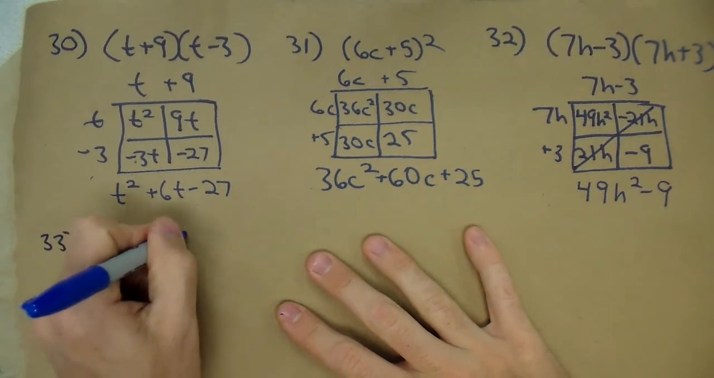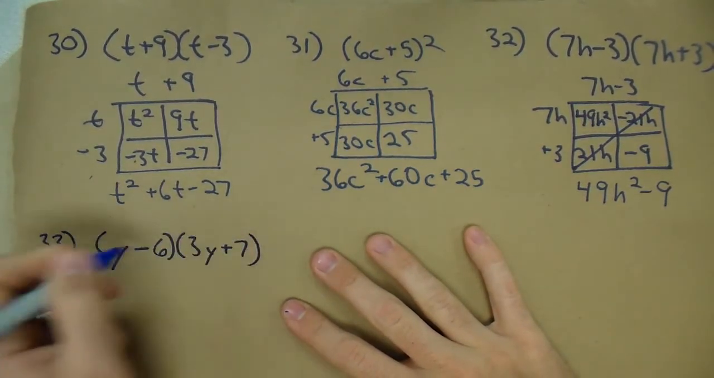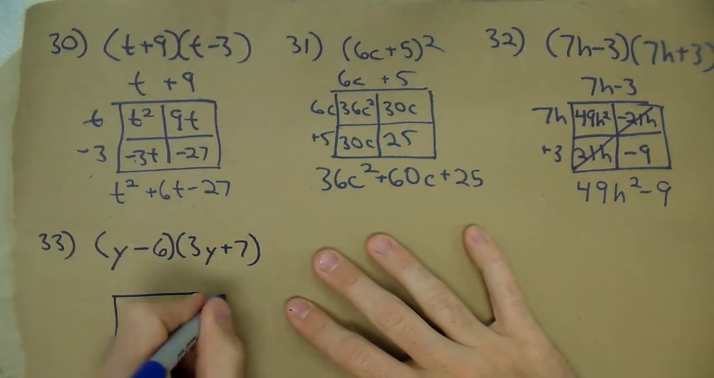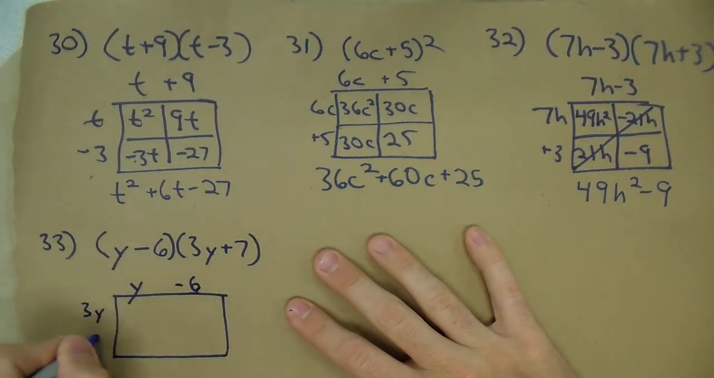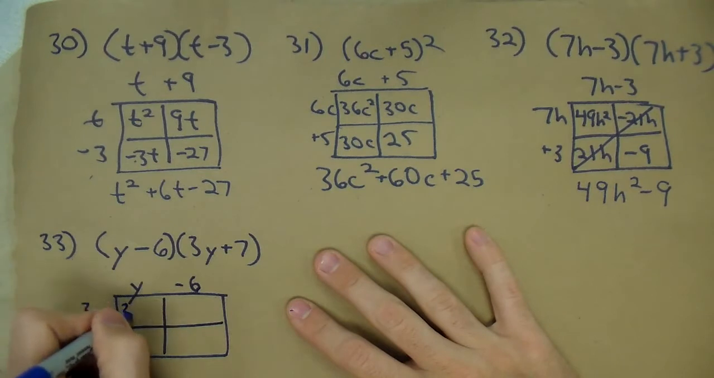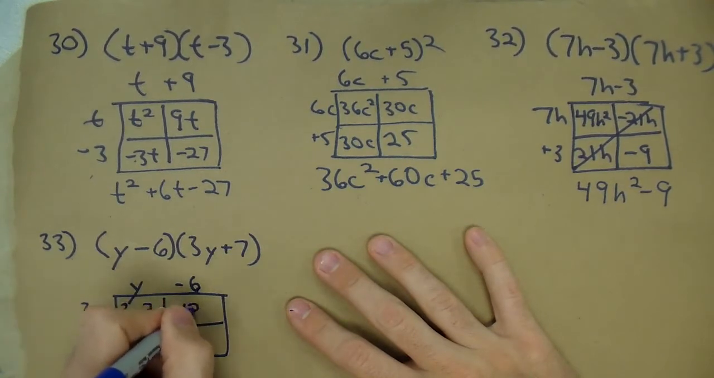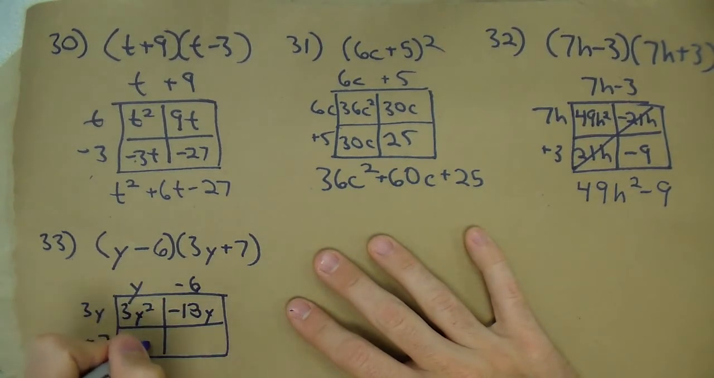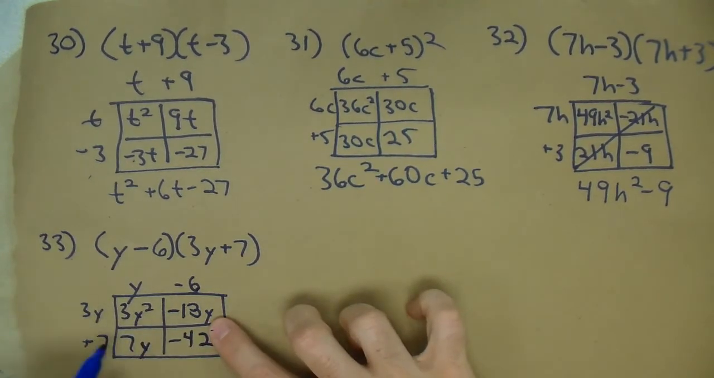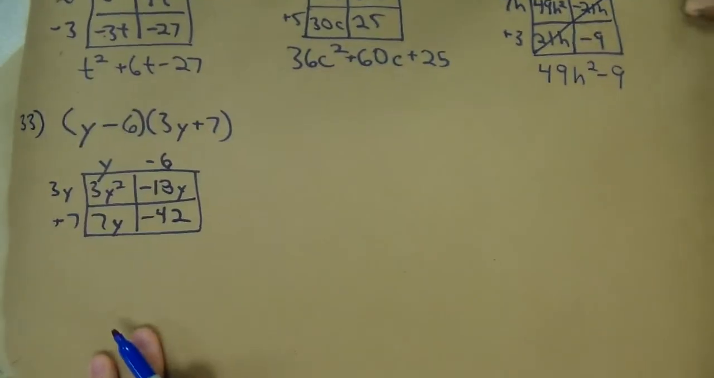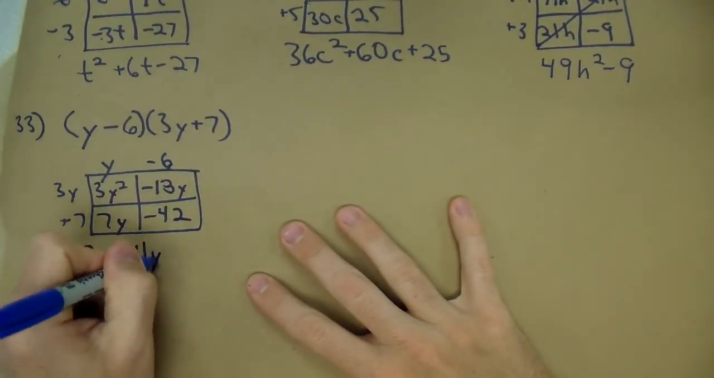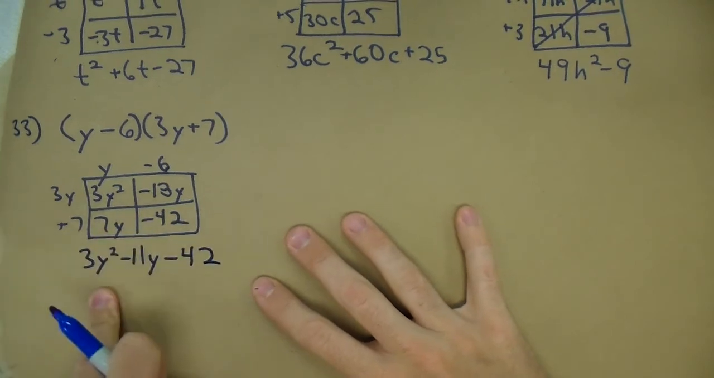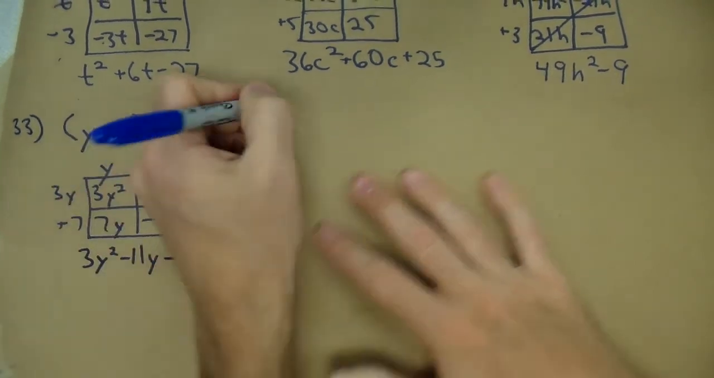33 is y minus 6, 3y plus 7. We get 3y squared minus 18y, 7y, and minus 42. Negative 18 and the 7 are going to be a negative 11y minus 42. Don't forget the 3y squared out in front.